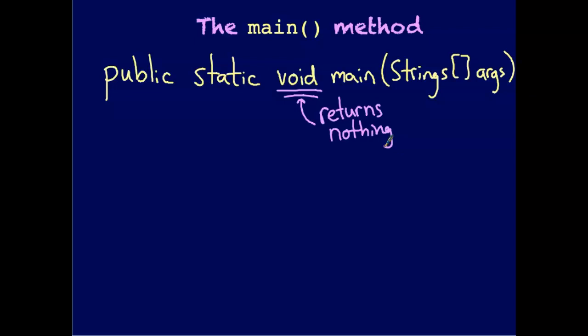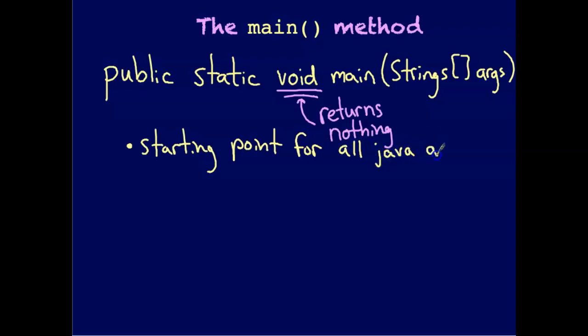So this is our function that we always begin with, and I just want to talk about some important points about it. And so we'll put some bullet points here. Again, this is the starting point for all Java applications. So every Java application must have a public static void main in it as the starting point that Java runs initially.